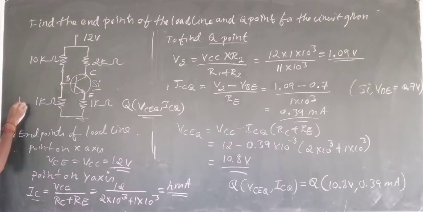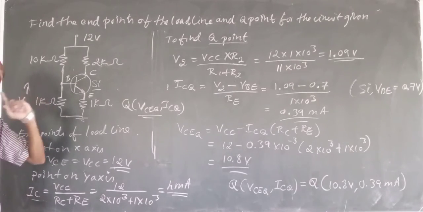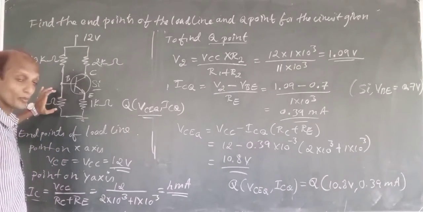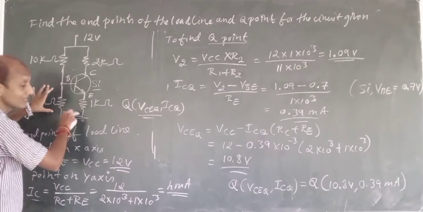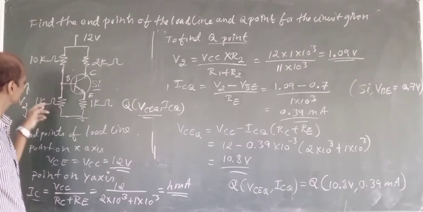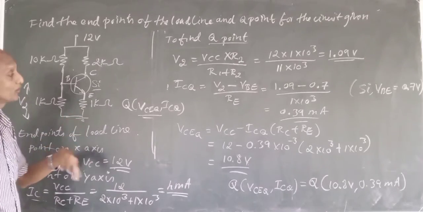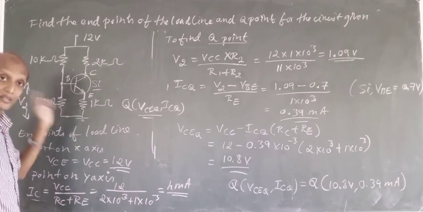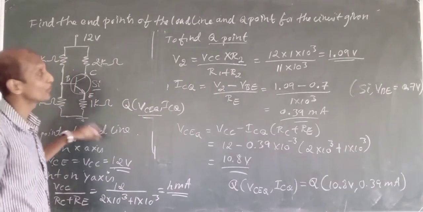To find the V2 value, we have to find the voltage drop across R2 first, because the base circuit bias voltage is nothing but V2. Once you find V2, you will get to know what ICQ is. So for that, I have to find V2. For finding V2, we have a formula.